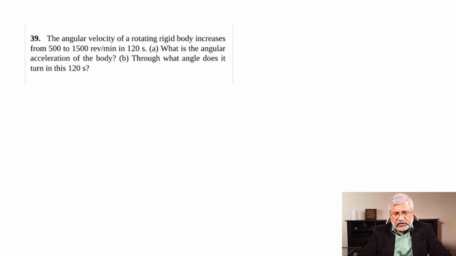The angular velocity of a rotating rigid body increases from 500 to 1500 revolutions per minute in 120 seconds. That's revolutions per minute. We don't do anything in minutes. You got to change it into seconds. And the question is, what is the angular acceleration? That's alpha. And B, through what angle does it turn? So that's theta. So first we got to find alpha and then theta. Let's take it one step at a time.